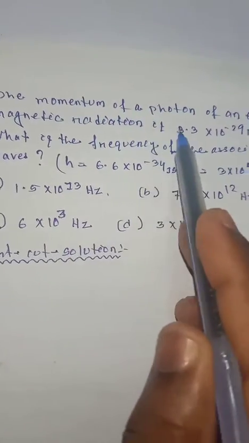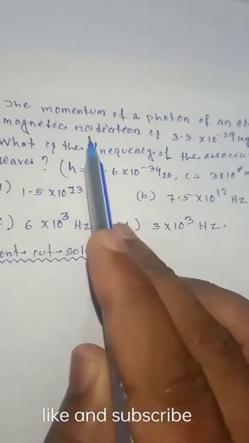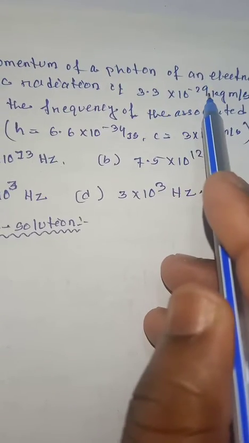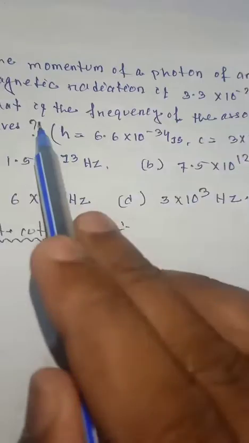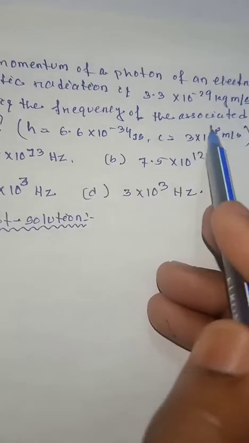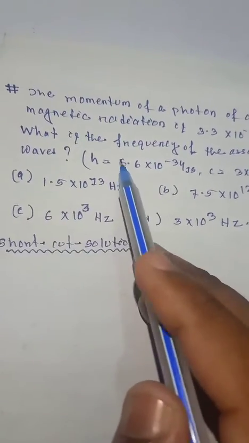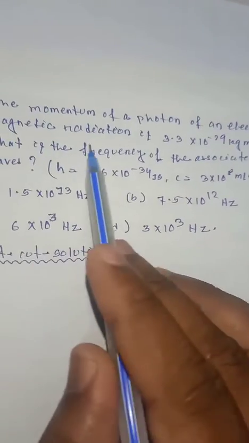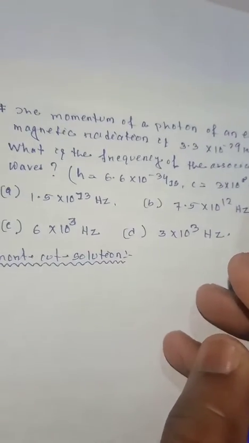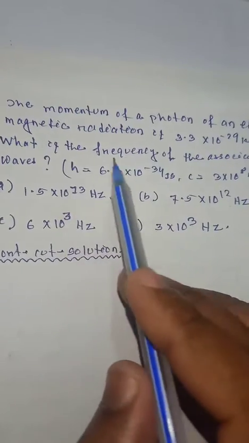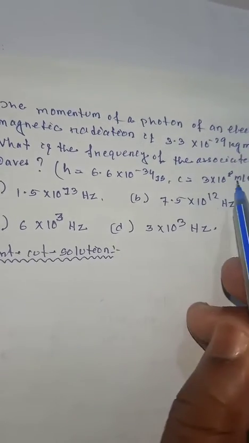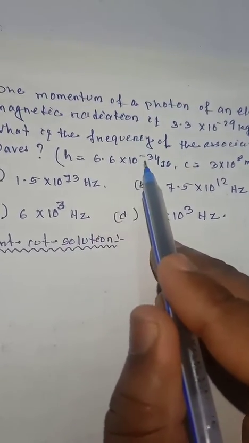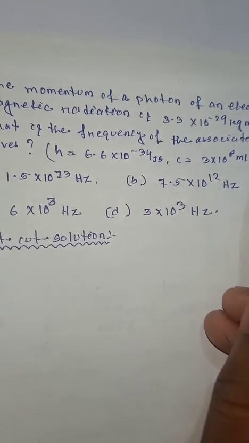So the momentum of a photon of an electromagnetic radiation is 3.3 × 10^-29 kg m/s. What is the frequency of associated waves? Okay, the question is: the momentum of a photon of electromagnetic radiation is this much. Momentum is given. What is the frequency? Now we have to calculate the frequency of associated waves. So Planck constant is 6.6 × 10^-34 joule second and the velocity of light is given.